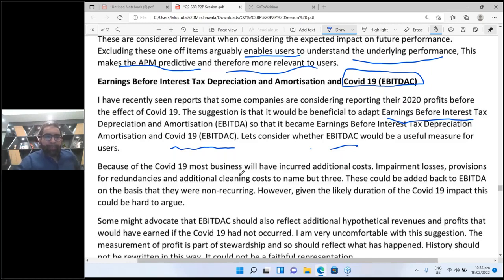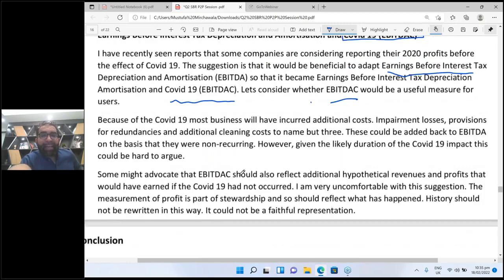Wait. Because of COVID-19, most businesses will have incurred additional costs, impairment losses. Yes, impairment was a super hit in COVID. Provisions for redundancies. Yes, we did. People did redundancies. People did restructuring. Restructuring was a common phenomenon of COVID. Additional cleaning costs too, but these could be added back to EBITDA on the basis that they were non-recurring. See, COVID-19 was a one-off event. So these things must be added back.